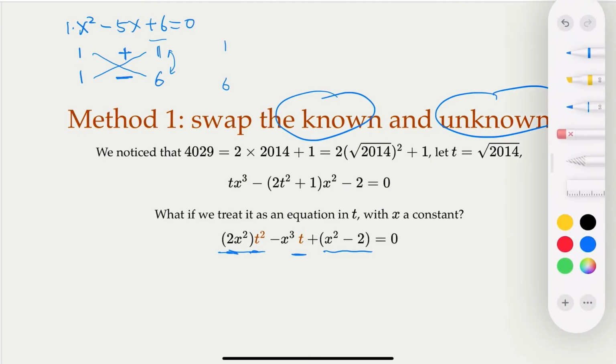Let's try 2 and 3. In this case, we want to get a negative 5, so put a negative sign here. You get negative 3 and negative 2, which add up to negative 5. Perfect. And negative 2 times negative 3 equals 6. So we know the factorization is x minus 2 times x minus 3 equals 0.